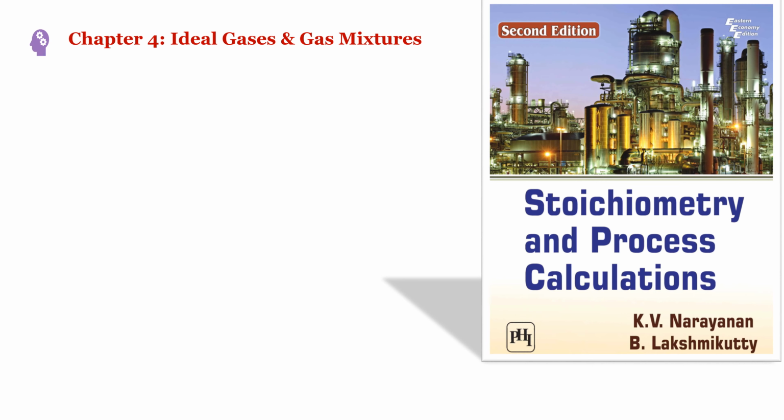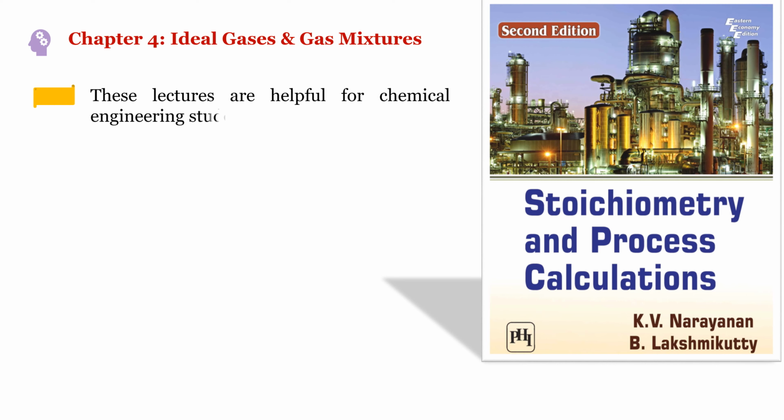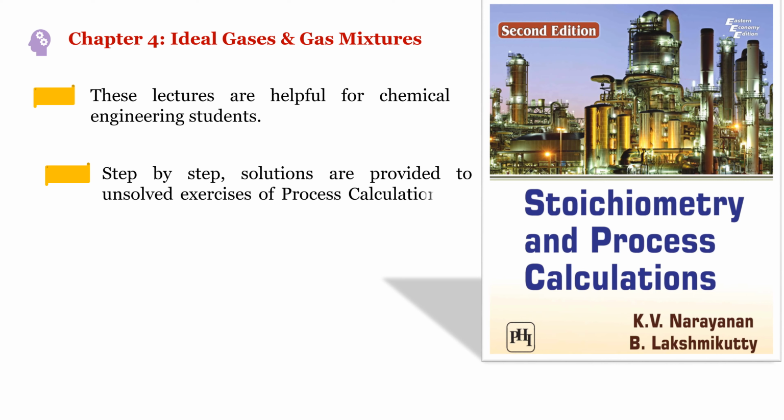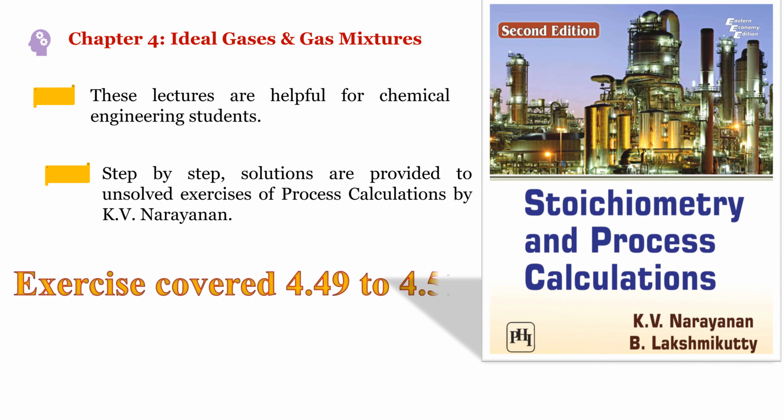In this lecture series, we will solve the unsolved problems of a famous book, Stoichiometry and Process Calculations by K.V. Narayanan. These lectures are helpful for chemical engineering students because it's a core subject for the chemical engineering branch. During the lecture, a step-by-step solution will be provided. In this lecture, exercise numbers 4.49 to 4.51 will be covered.